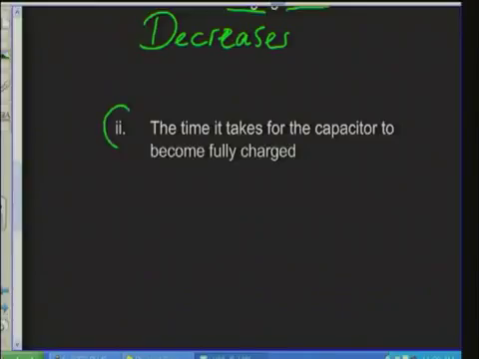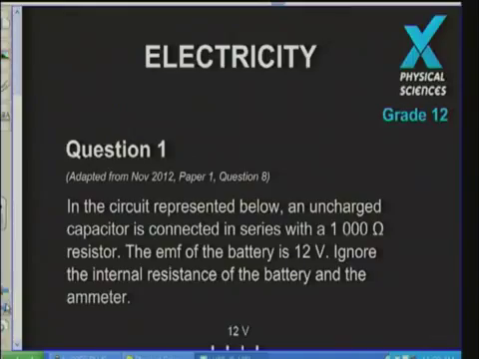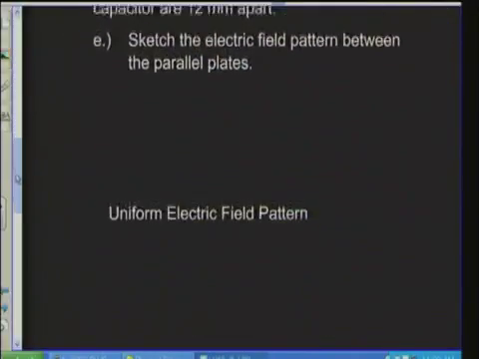Now, look at the next part of the question. It says, what will happen? Say again whether it's going to decrease, increase, or remain the same. The time it takes for the capacitor to become fully charged. If the charging current has decreased, the charging time is going to increase. So the answer for this one will be increases. Okay, so that's what we had for that one.